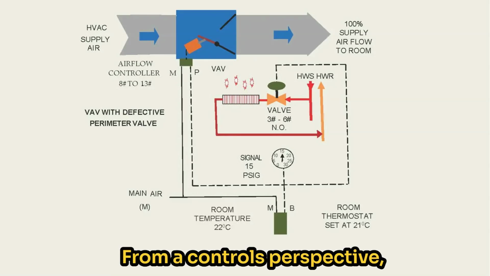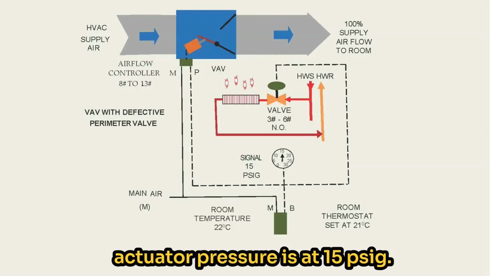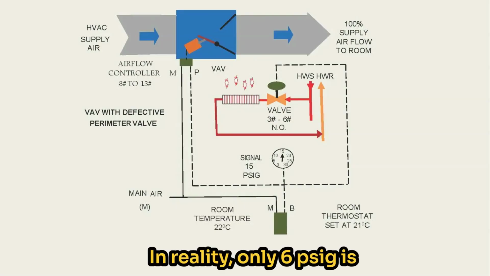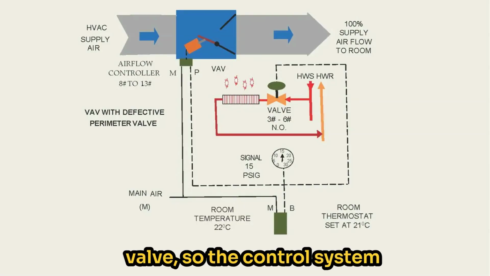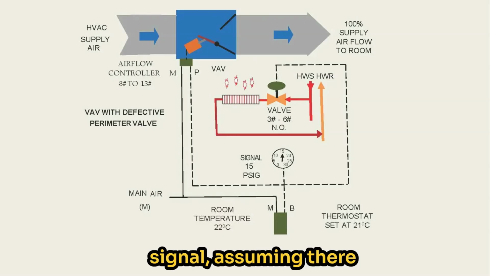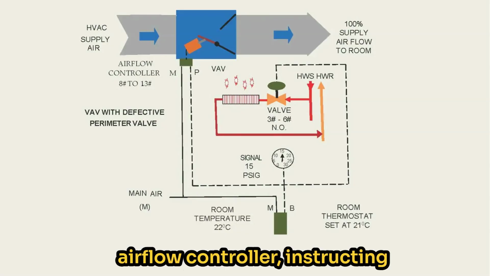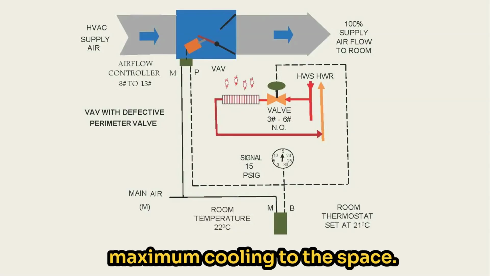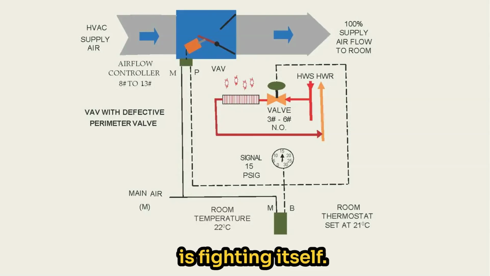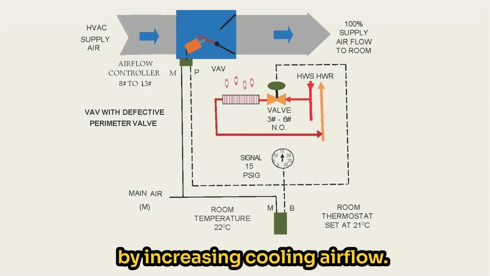From a controls perspective, the thermostat believes that the heat is shut off because the actuator pressure is at 15 psig. In reality, only 6 psig is required to fully close the valve, so the control system continues sending a cooling signal, assuming there is no heat being added. At the same time, the same 15 psig signal is sent to the airflow controller, instructing the VAV box to provide maximum cooling to the space. In effect, the system is fighting itself. Unwanted heat from the leaking heating valve is being offset by increasing cooling airflow.